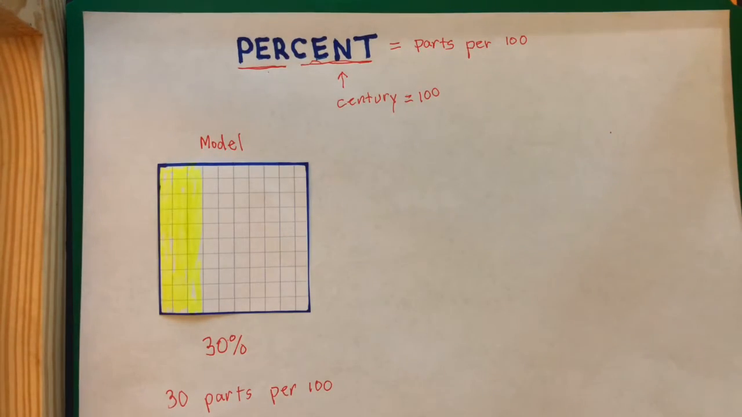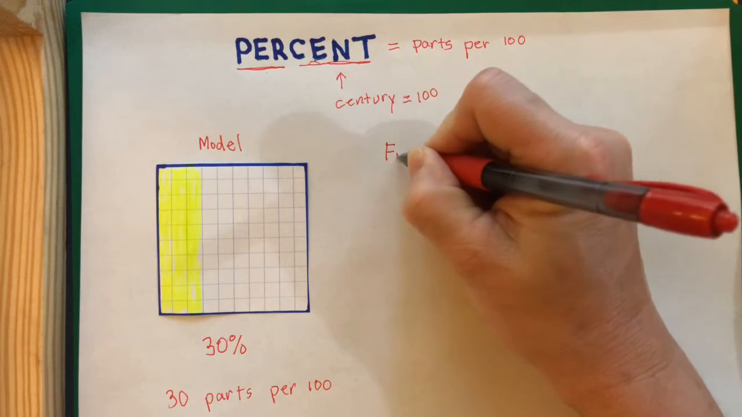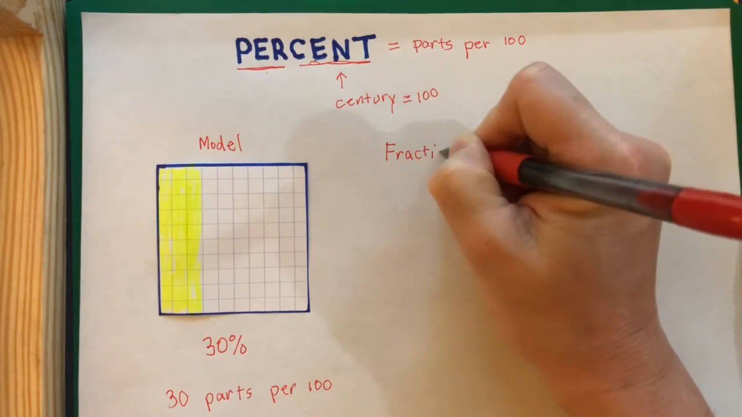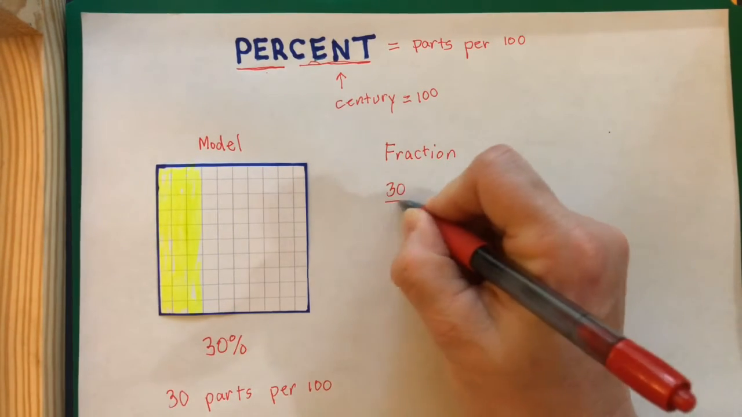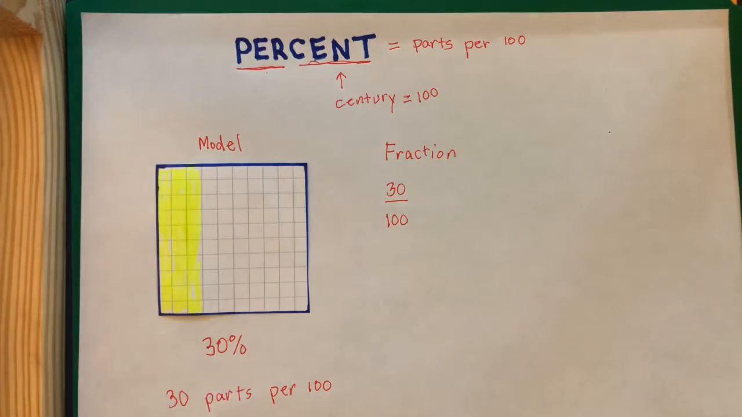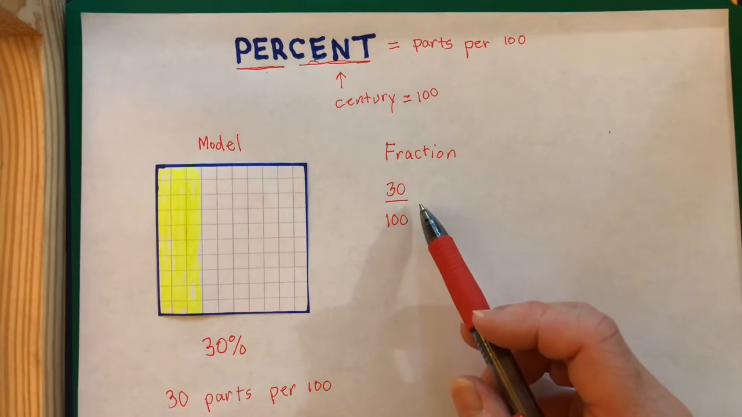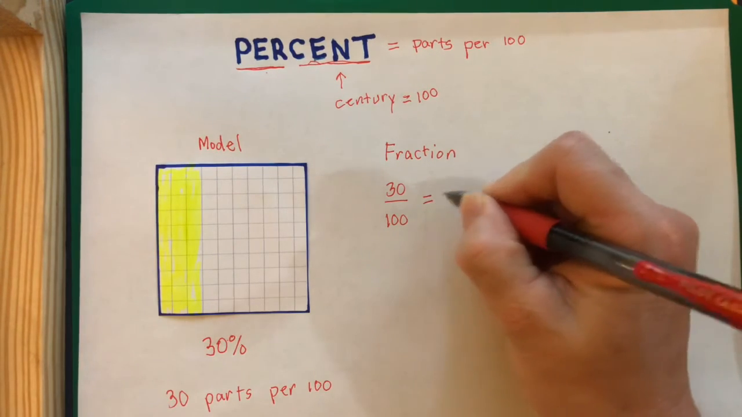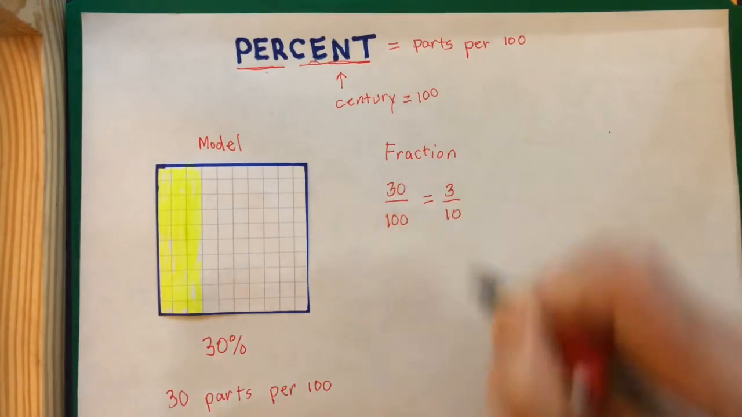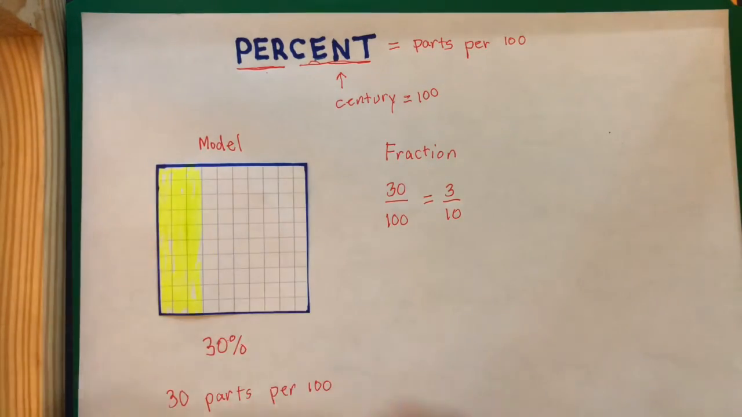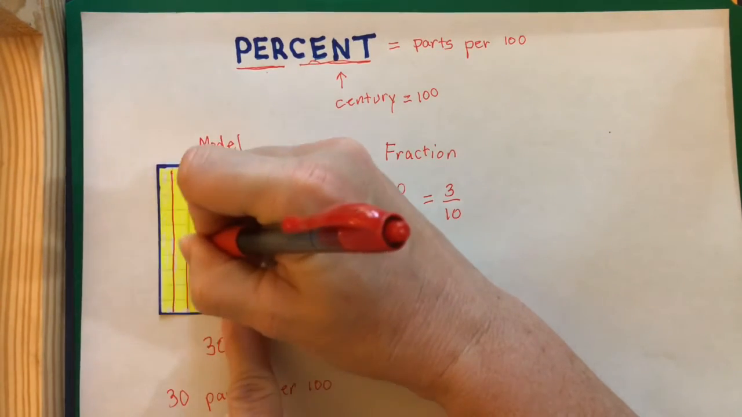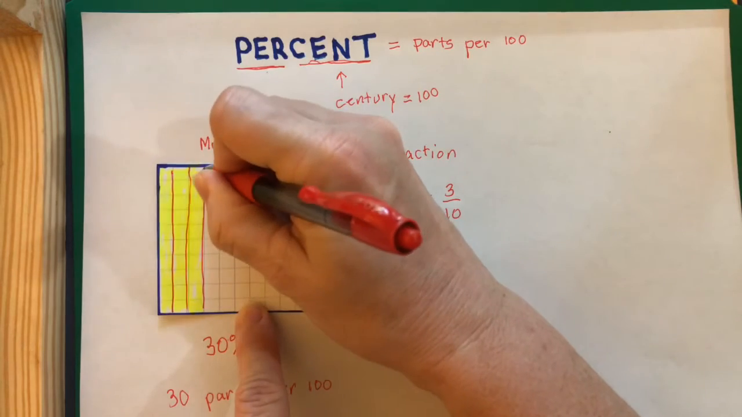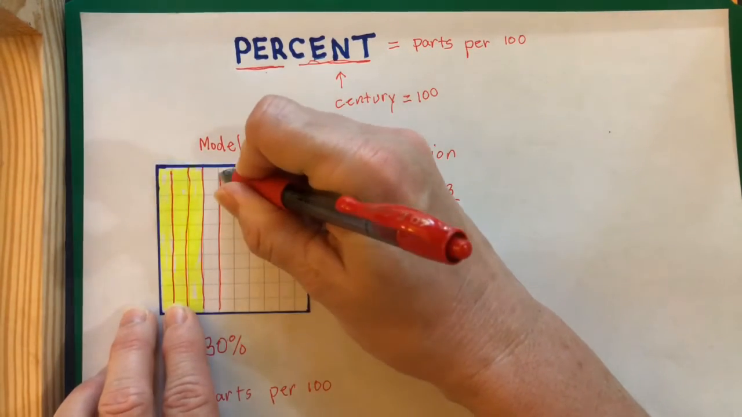Now let's look. That could also be used to show us a fraction. Because 30 per 100 can be written this way. 30 per 100. And we could always reduce that fraction and get 3/10. Okay, if we looked at our model, look, if I divide this into tens, this model also shows me that I have shaded in 3/10.